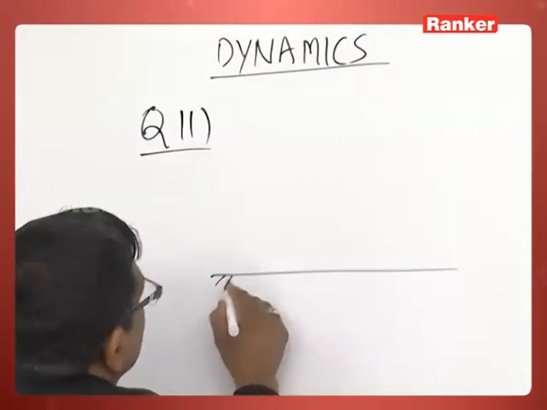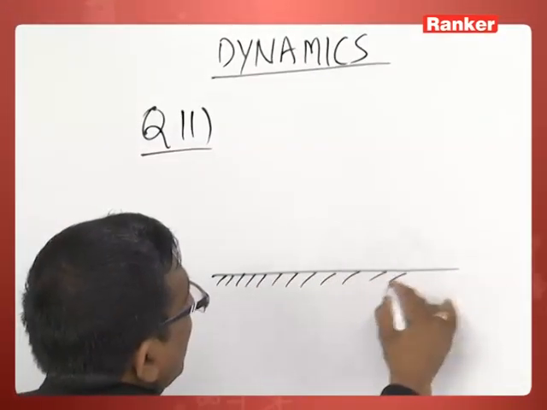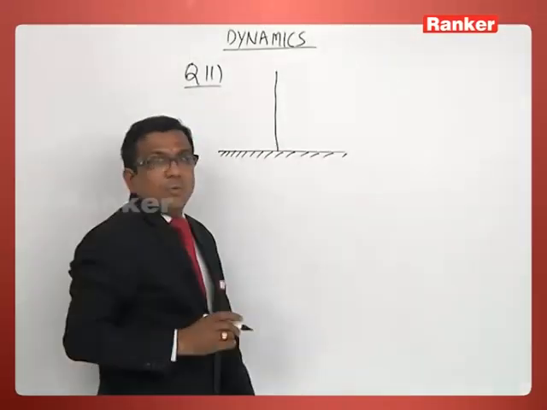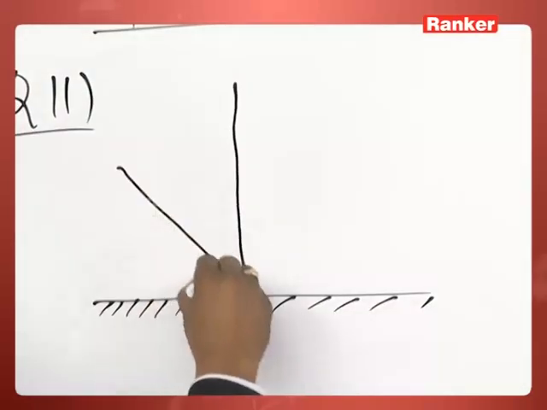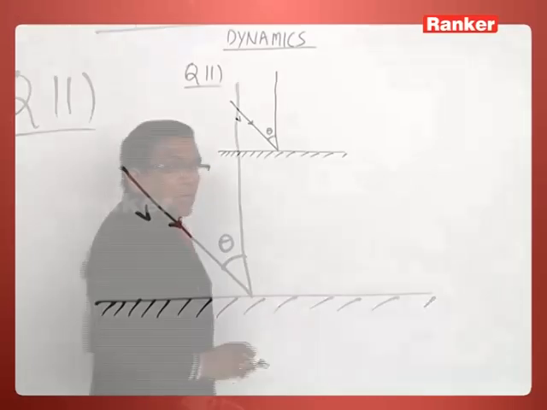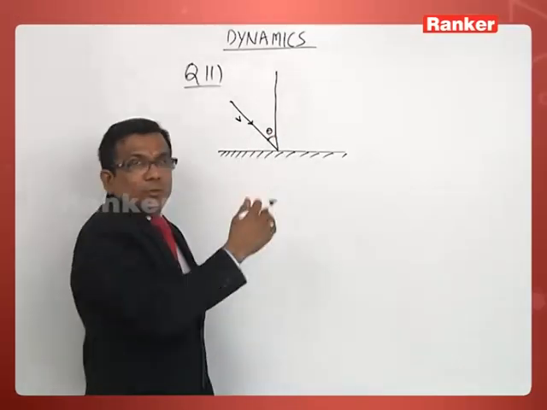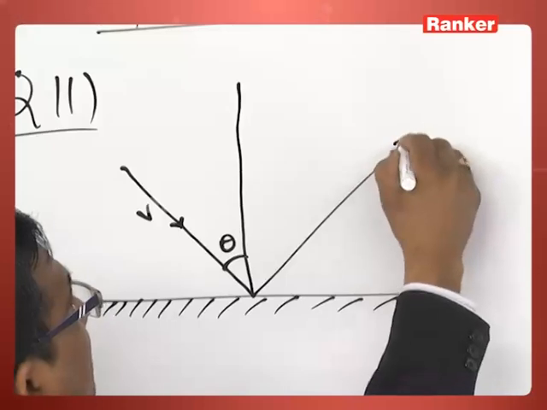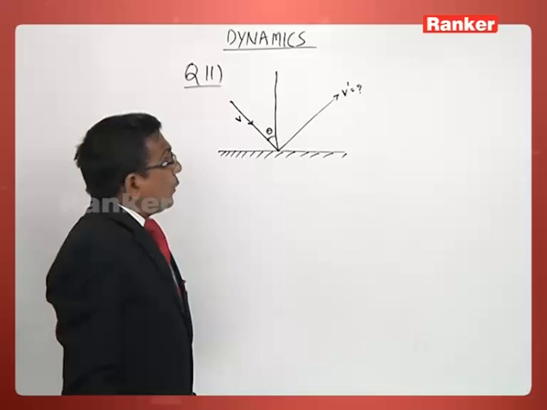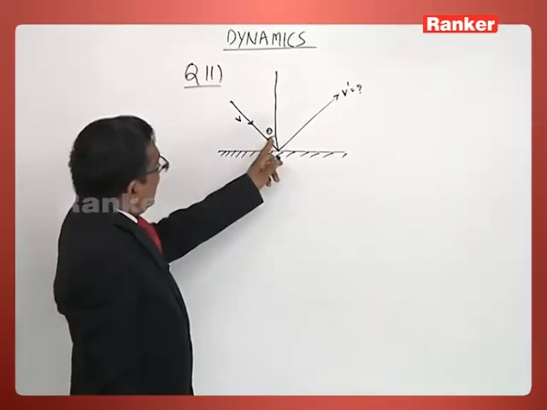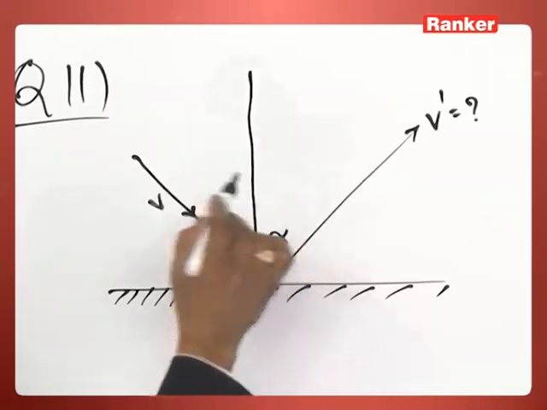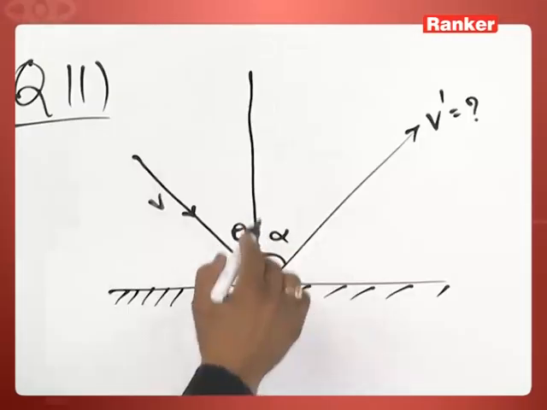There is a floor and this is the normal drawn to the floor. A ball is thrown with a velocity v at an angle theta. Now after colliding with the floor, the ball gets reflected and we want to find what its velocity is after reflection. Now here it is colliding at an angle theta, but it is rebounding at what angle, that we do not know. So say that angle is alpha.